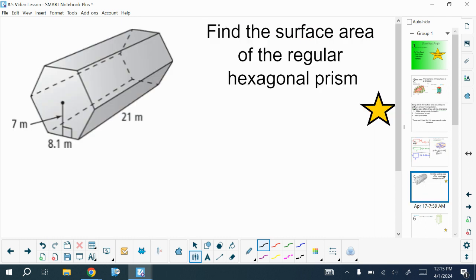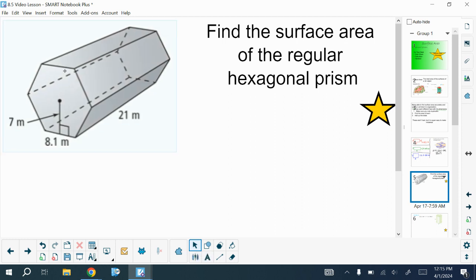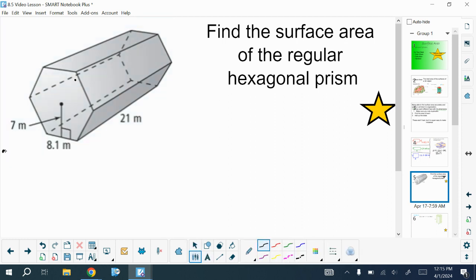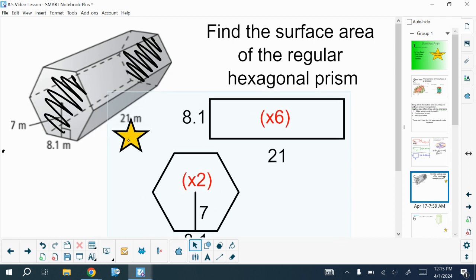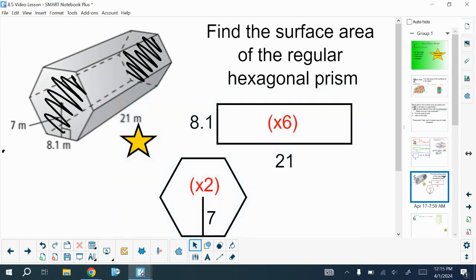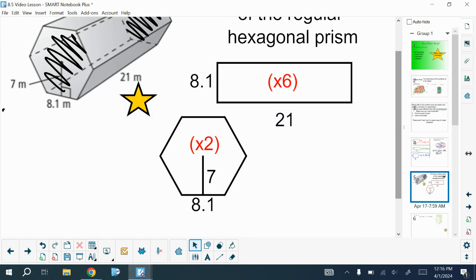Okay, next up, we've got something like this. This is a hexagonal prism. If you look at these shapes here, you've got hexagons at either end. So there's a hexagon, exactly the same. And then there are 6 rectangles. So I went ahead and drew those out so I could make them accurate ahead of time. But this is what I've got. And I'll just go ahead and start finding all of my areas.